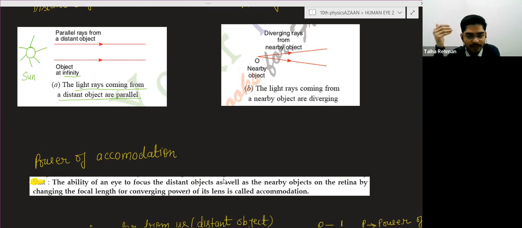So this is known as the power of accommodation. Power of accommodation means, suppose right now I am watching this phone. So there will be some different power of my eye lens.